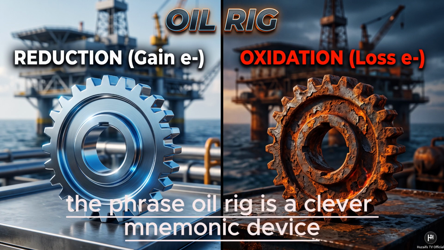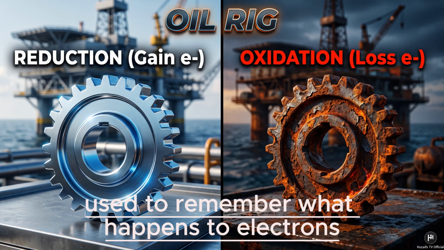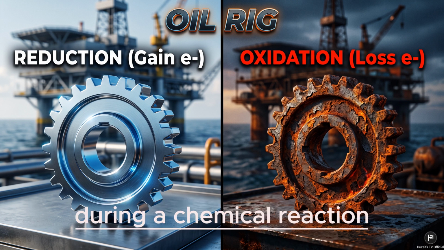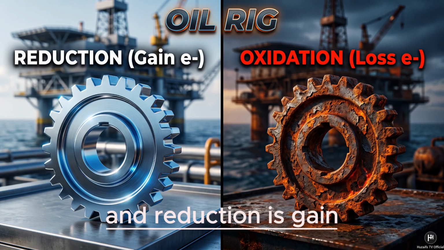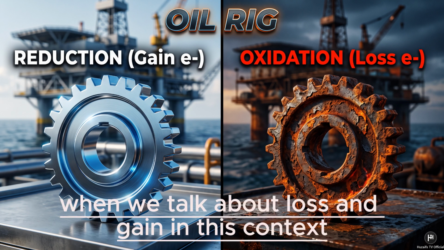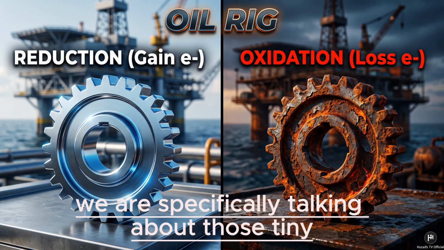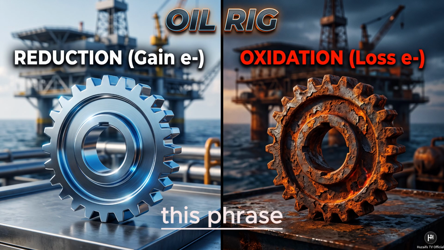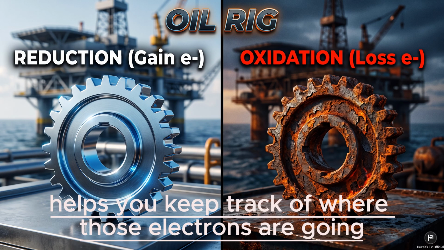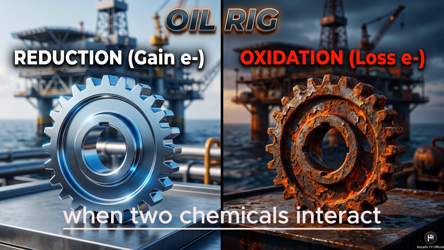The phrase oil rig is a clever mnemonic device used to remember what happens to electrons during a chemical reaction. It simply stands for oxidation is loss and reduction is gain. When we talk about loss and gain in this context, we are specifically talking about those tiny, negatively charged particles called electrons. This phrase helps you keep track of where those electrons are going when two chemicals interact.